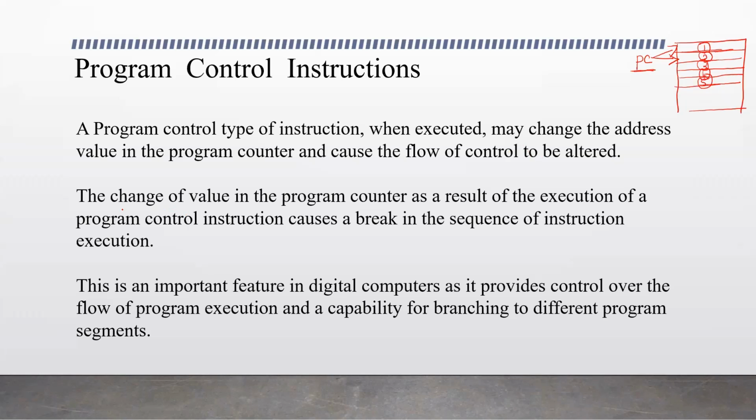So the second point here: the change of value in the program counter as a result of the execution of a program control instruction causes a break in the sequence of instruction execution. Based on the address that is stored in the program counter, the control may be taken to a different instruction, which causes a break in the sequence of instruction execution.